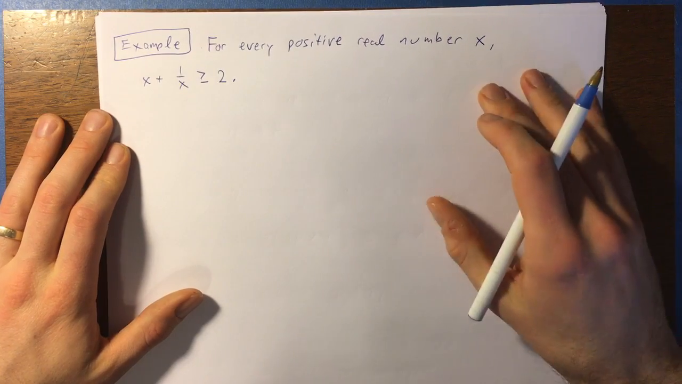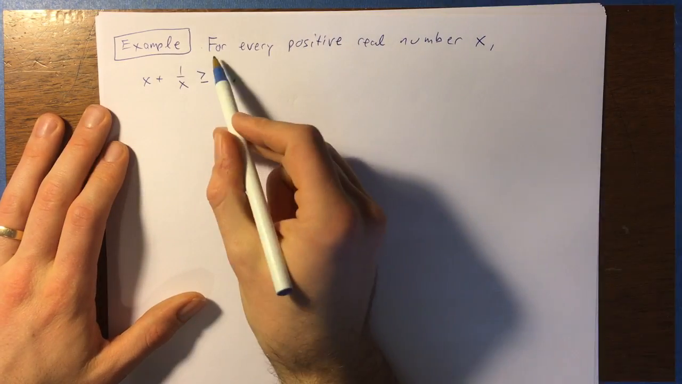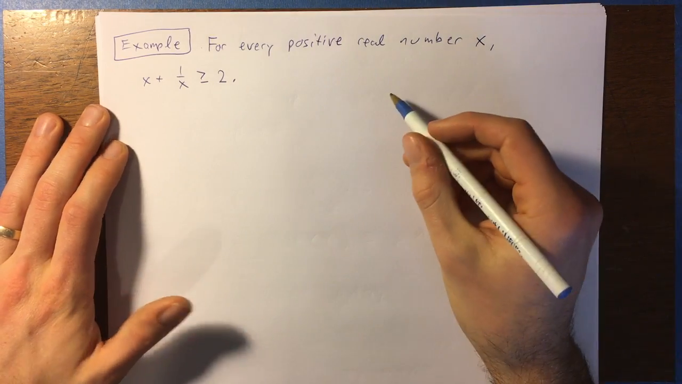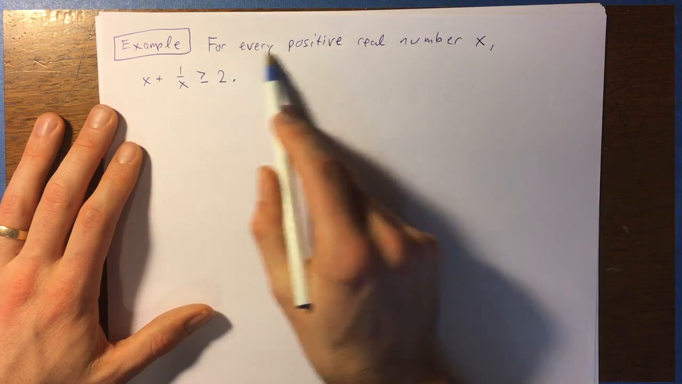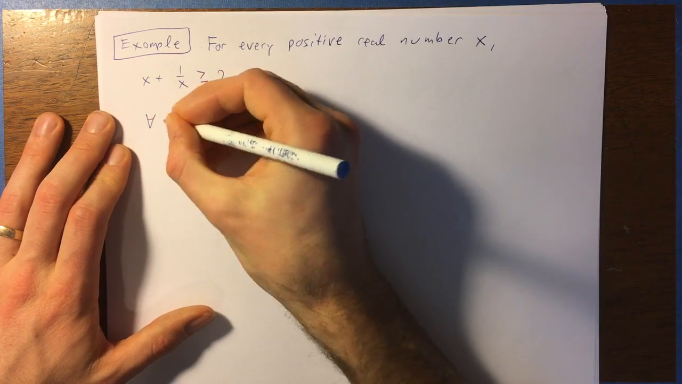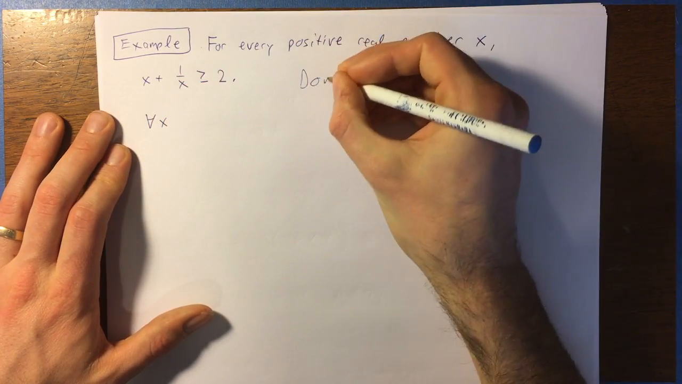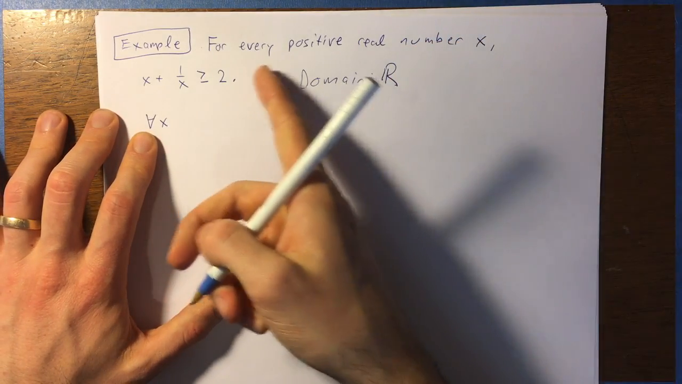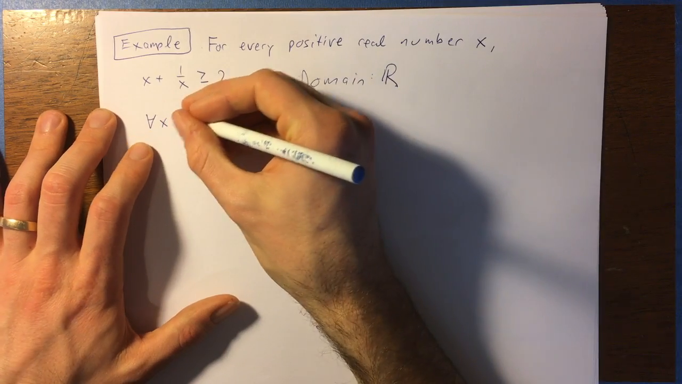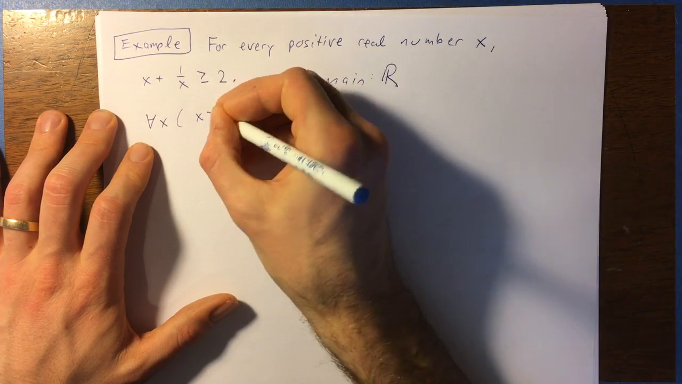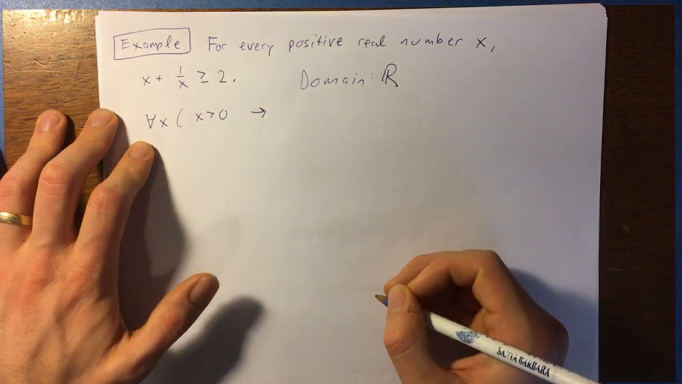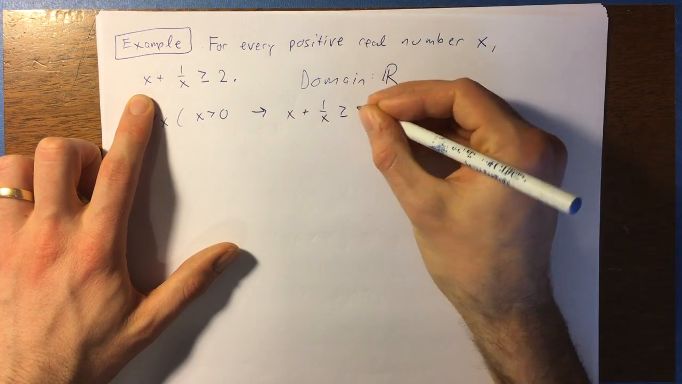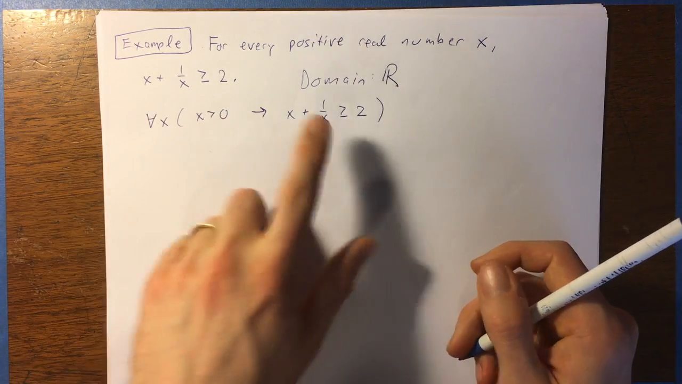I've written it in a way that it's already very close because I already have a for every, which is my for all. This is going to be a quantified predicate when I translate it over. So for every, that's for all x, we're in the domain, let's assume we're in the domain of real numbers, and we're going to say for all x, if it's positive, x greater than 0, then x plus 1 over x is greater than or equal to 2. So that's my P, and that's my Q.